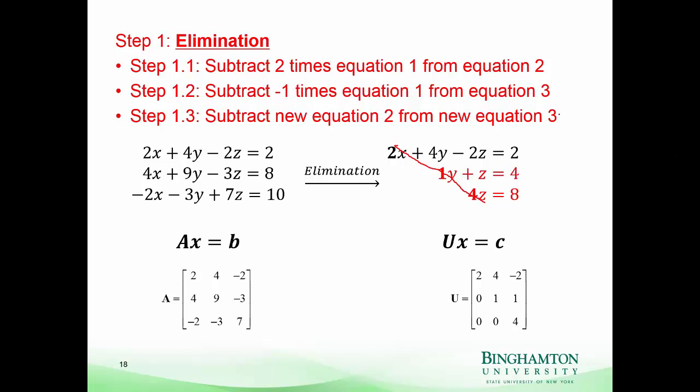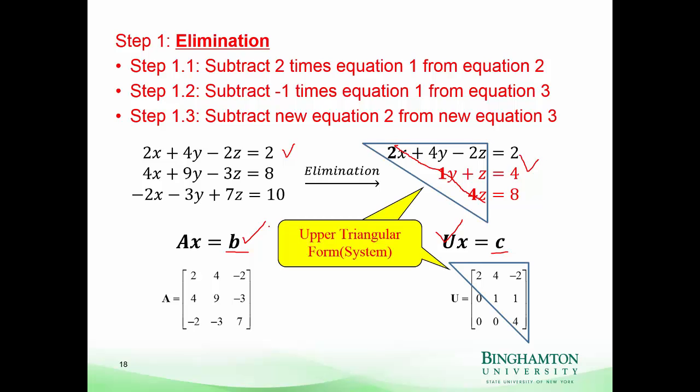Now the other thing that's happened is the B is transformed as well. We started with 2, 8, and 10. We now have C, which is 2, 4, and 8. So our claim is that this is a new system of equations that has the same solution as the original. So Ux equals C has the same solution as Ax equals B. And that indeed is true. And we can see the upper triangular form of this.